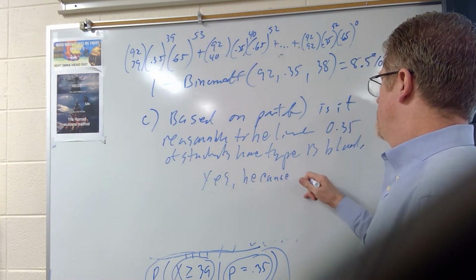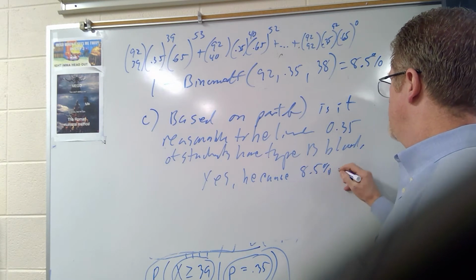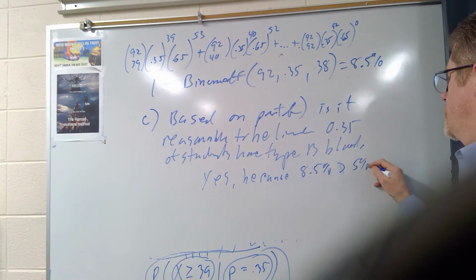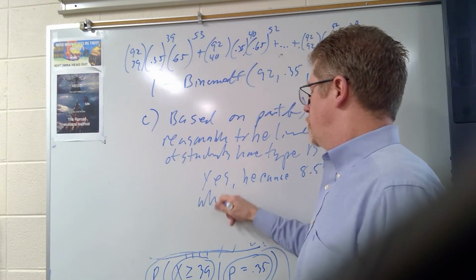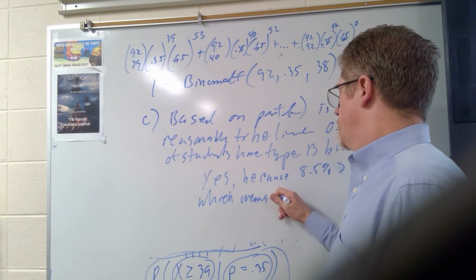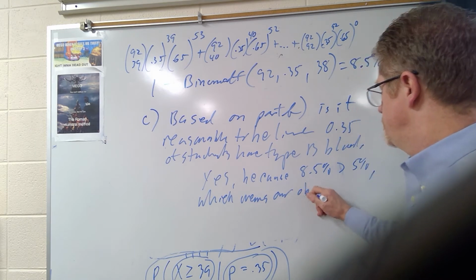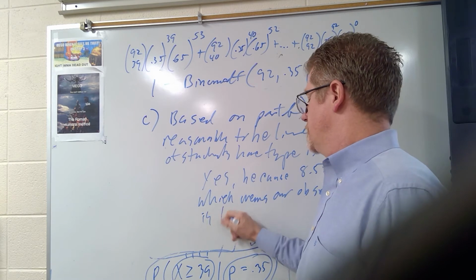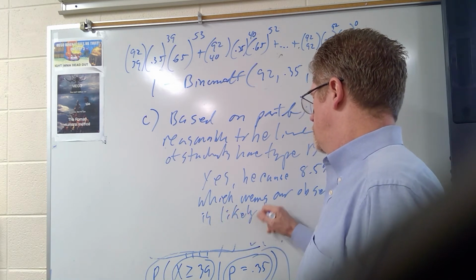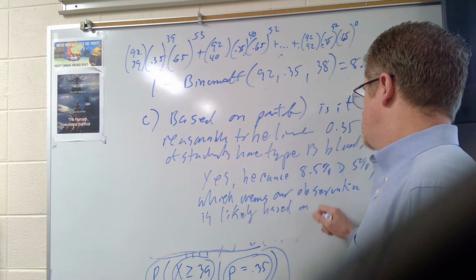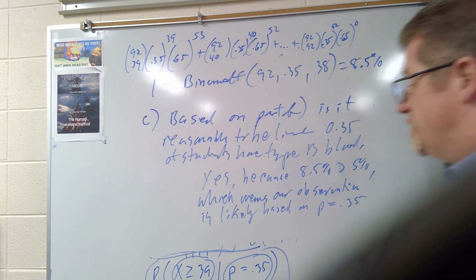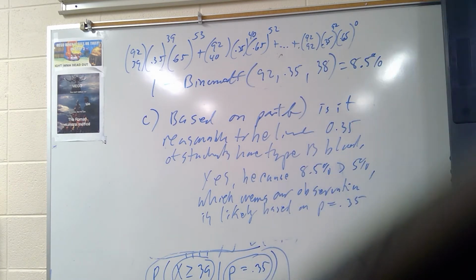because 8.5% is greater than 5%, which means our observation is likely. Based on the assumption of the null hypothesis, the assumption is that the authority figures are telling the truth. And let me just put this in perspective.